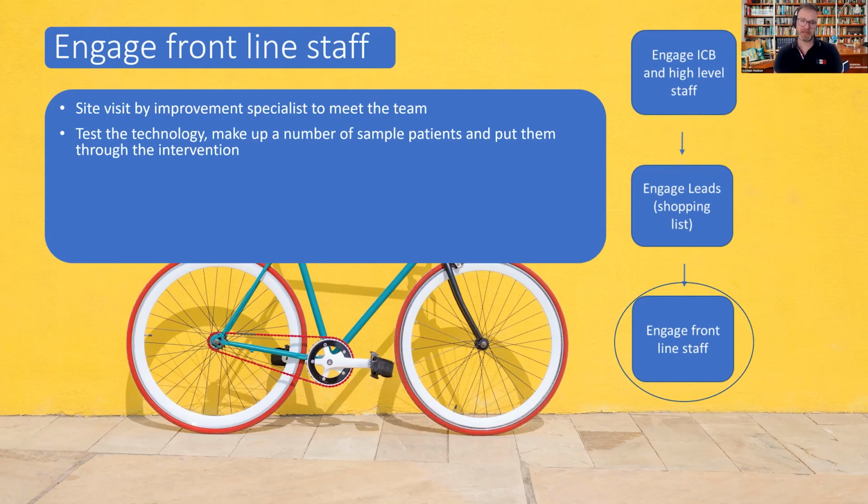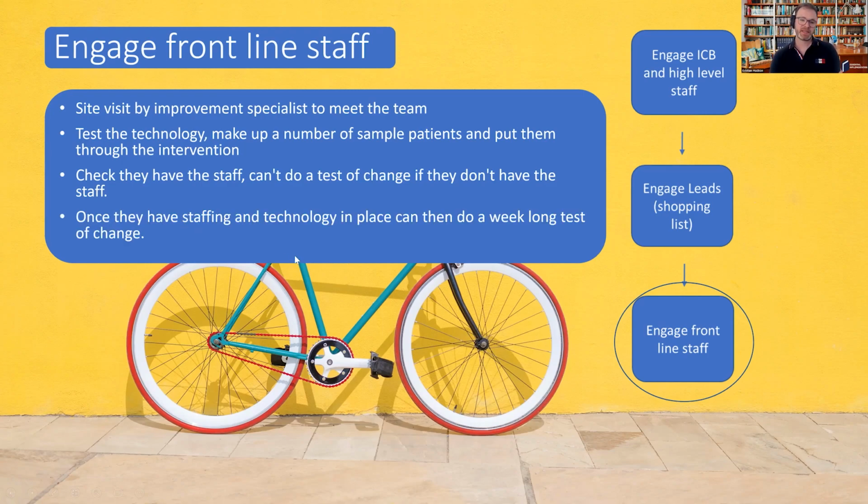And in this case, it was a test of change. Make up a number of sample patients, put them through the intervention. They wanted to test this out, check if they have the staff. Can't do a test of change if you don't have the staff, right? Once they have the staffing and the technology in place, they can then do, in this case, a week-long test of change. It was 5 days.